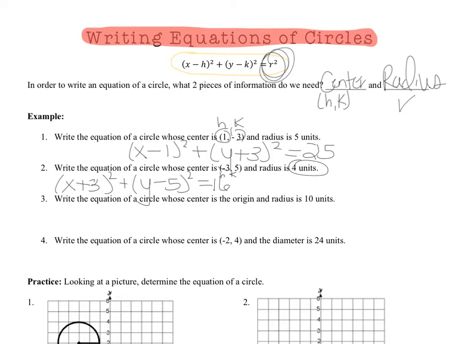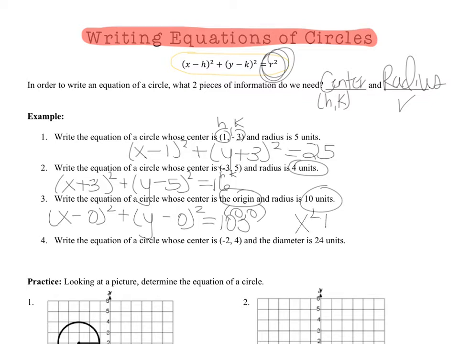Let's look at the next one. Write the equation of a circle whose center is at the origin and the radius is 10. So notice the origin. What does origin mean? Well, that just means (0, 0). So I could do this: x minus 0 squared plus y minus 0 squared equals, my radius is 10, so 100. But this is extremely useless because I don't need minus 0 and minus 0. So I could write this a prettier way and just say x squared plus y squared equals 100. And I would be done.